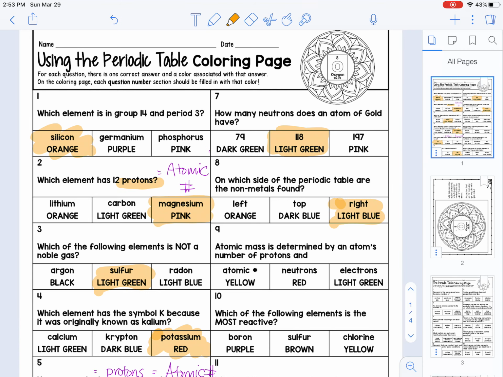The atomic mass is determined by an atom's number of protons and blank. So we talked about this just a minute ago. Atomic mass equals protons plus neutrons. So it's asking me protons and what? My answer is going to be neutrons.